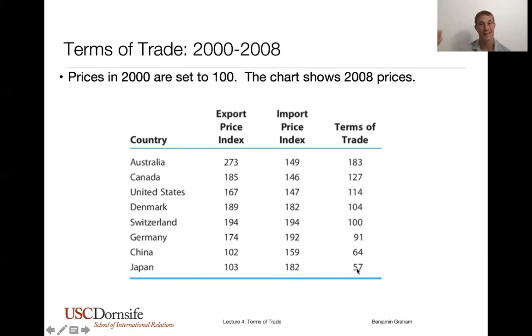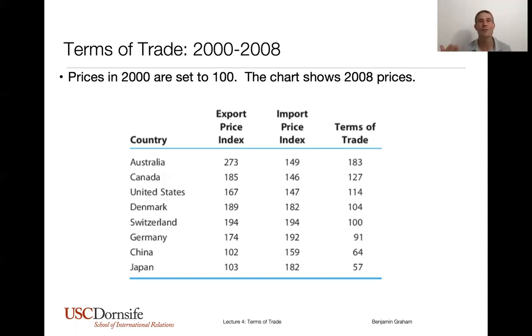And so their terms of trade got a lot worse during this period. And then other countries are kind of in the middle there. So essentially, this makes good intuitive sense. If the stuff you're selling is getting more expensive over time, it's going up in value, more money's coming in the door. It's great, right?